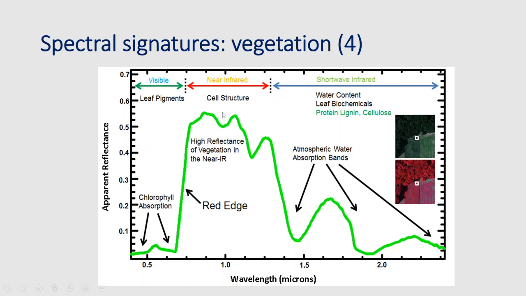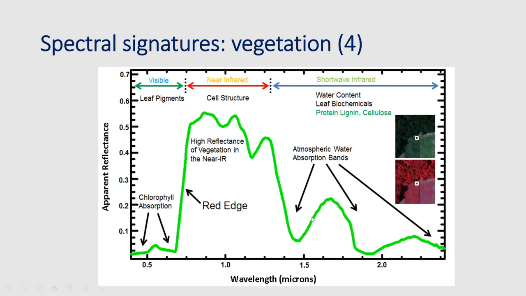Here in the near infrared, due to the cell structure, we have high reflectance of vegetation in this part of the band. Here is the red edge. You see that's a very rapid change of reflectivity passing from 0.7 to 0.8, while the short wave infrared is related to water content, leaf biochemicals, protein, lignin, cellulose, etc.